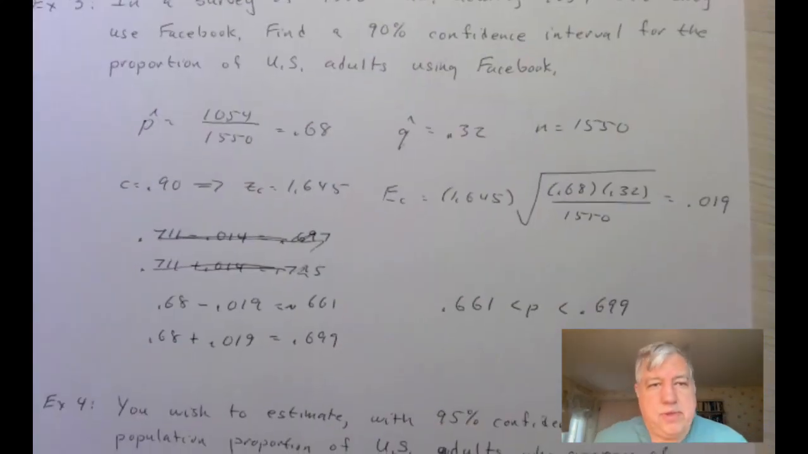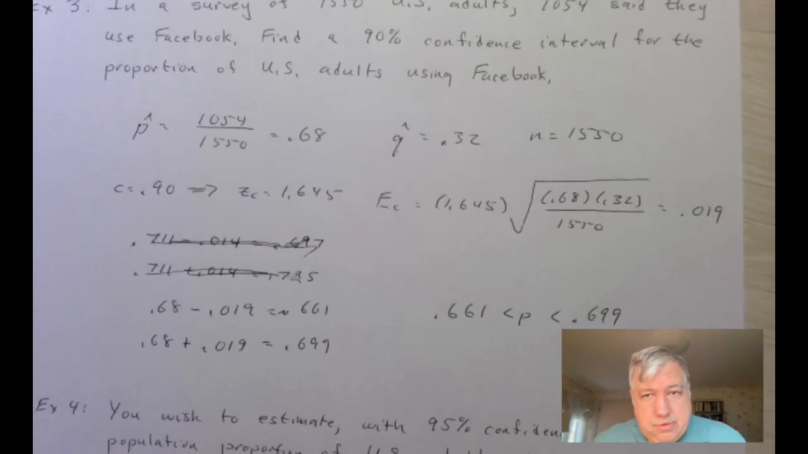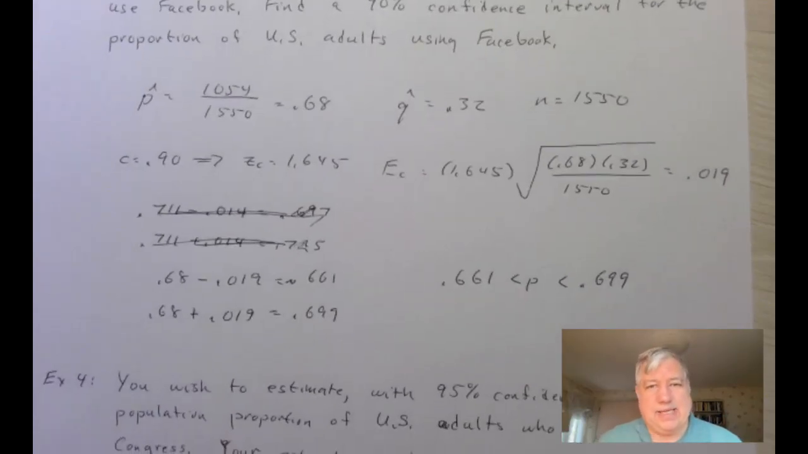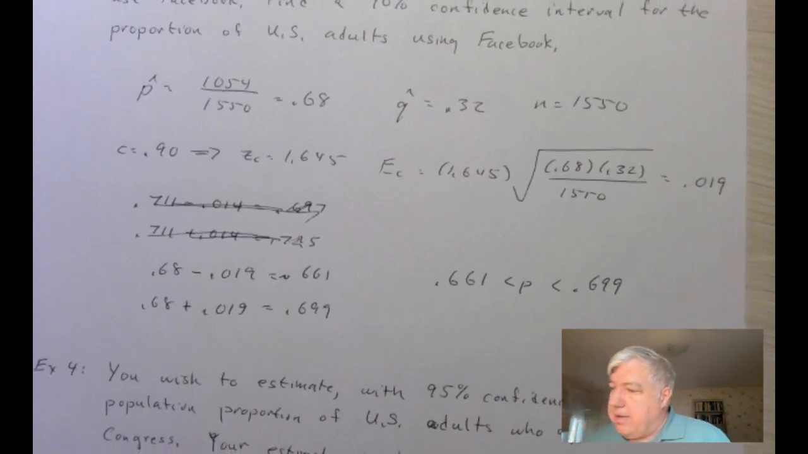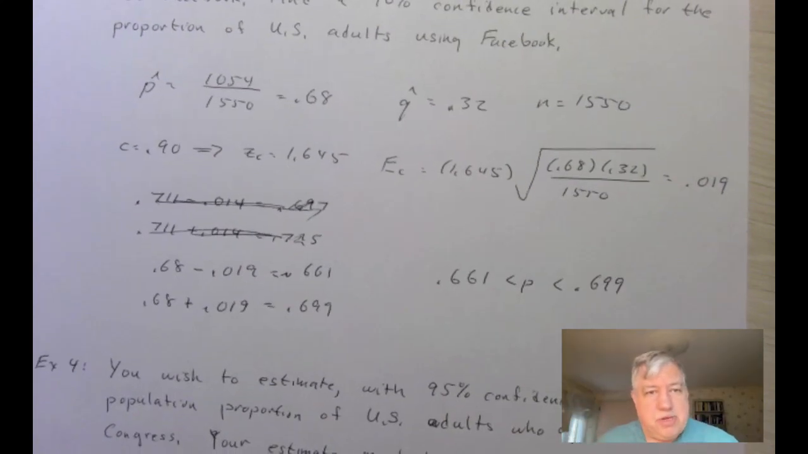Okay, so hopefully you got this. P hat turns out to be exactly 0.68. Q hat is 1 minus 0.68, that's 0.32. N is 1550. And since C is 0.90, Z sub C is 1.645. Plugging everything in, we get a margin of error of 0.019.